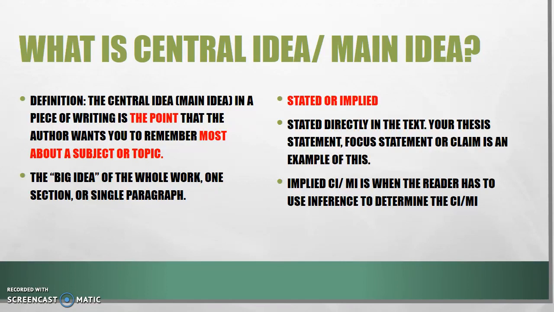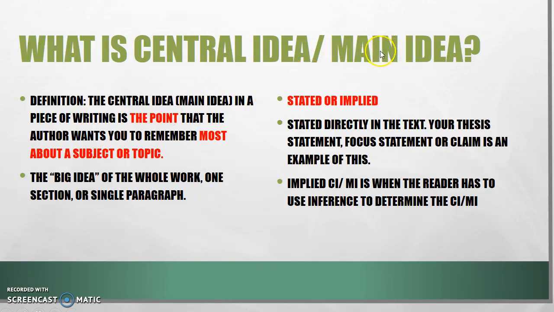Now, in order for us to determine the central idea, we need to figure out what the author is saying about the teenage brain. What is the point of it all? What point is he making about the teenage brain? The big idea of the whole work, or one section, or a paragraph. That is what we're talking about. What's the big idea? What's the point?